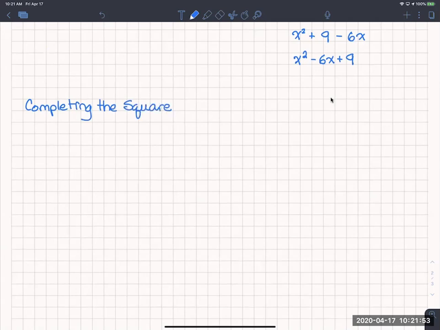Okay, so let's do an example. Let's do y equals x squared minus 4x plus 1. It's in standard form, and I want to make it into vertex form. So step 1, move the constant term to the opposite side.